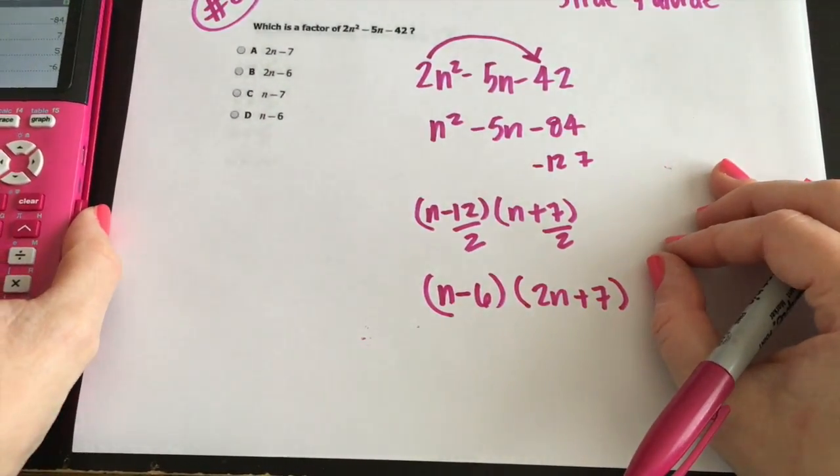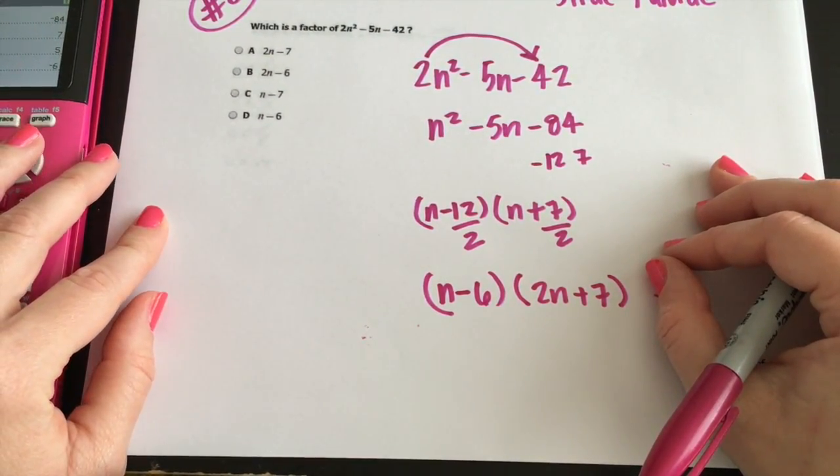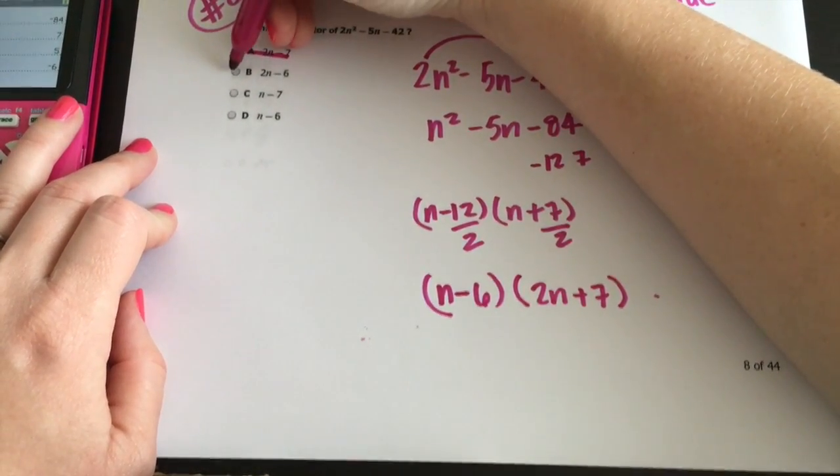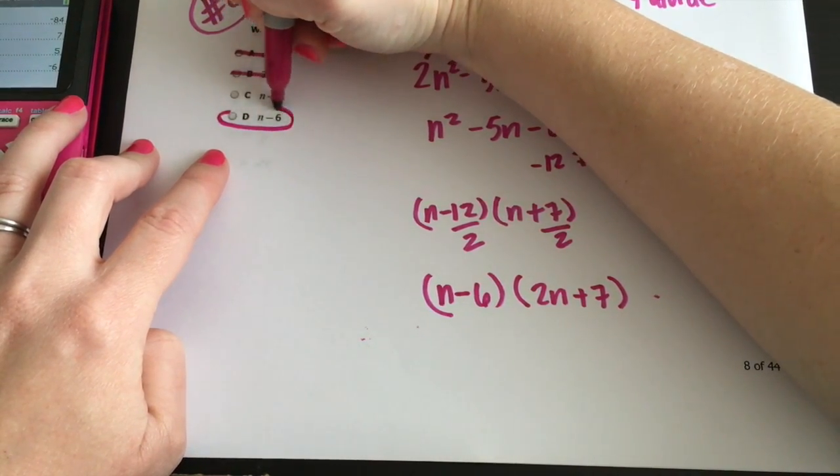Now what we want to do is go over here and figure out, I'm sorry, 2n plus 7. So that's not 1. Has to be this, G.